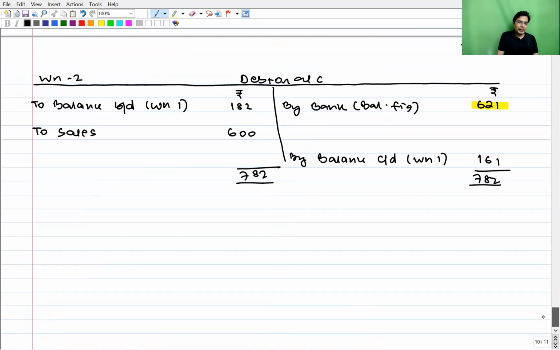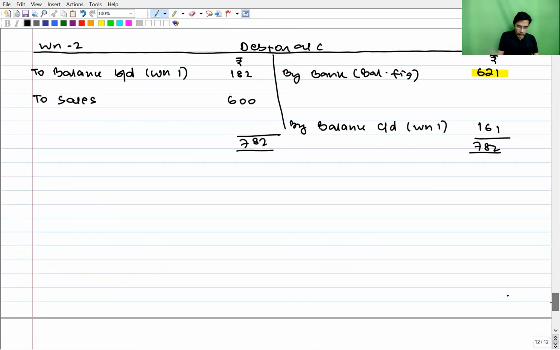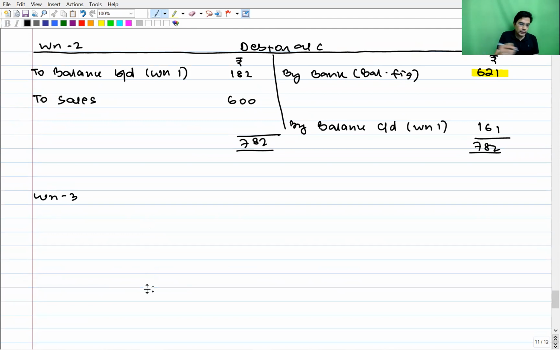All right. Then now we will prepare creditors account. But guys, to prepare creditors account, we need purchases. Purchases they have not given. They have given cost of goods sold. So what we will do, first we will use the equation of cost of goods sold to find out the purchases, which will be put in the creditors account to find out payment to creditors as balancing figure. So calculation of purchases.